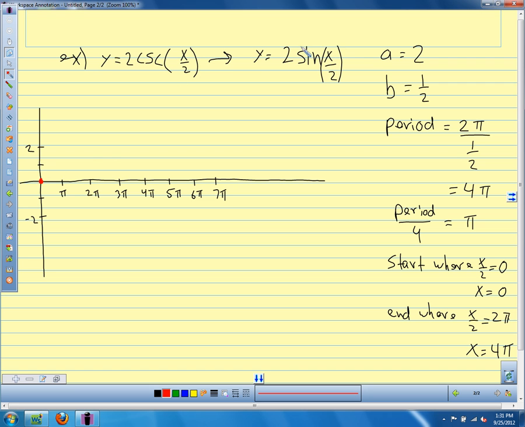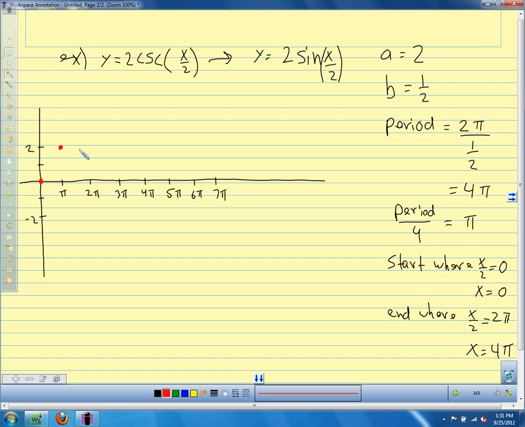And if I plug in pi here, where's sine going to go to? Goes from 0 up to its maximum. And I can also check this point. If I plugged x equals pi in here, I would get sine of pi over 2. From my unit circle, sine of pi over 2 is 1, multiplied by 2, and I'm up here at 2.